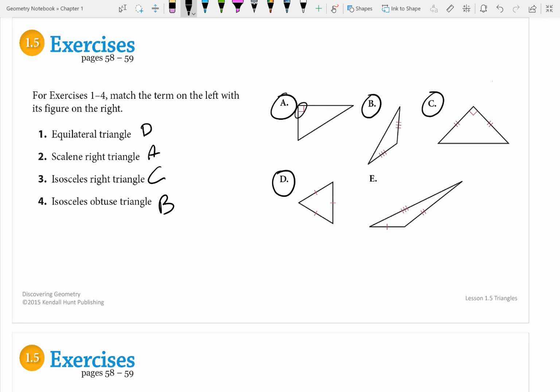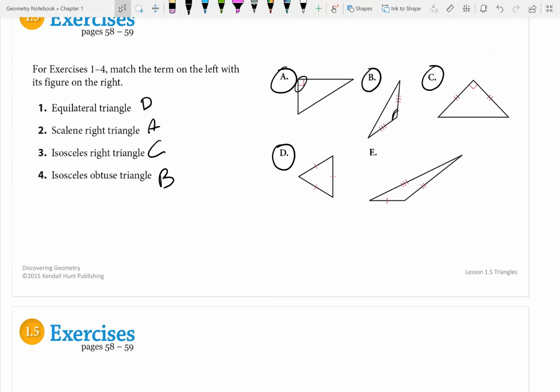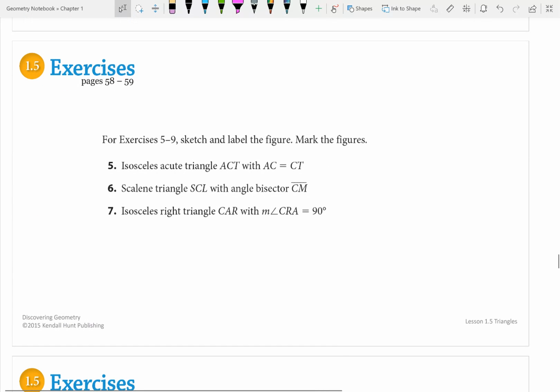Isosceles right triangle, well, isosceles has two equal sides marked here with a right angle marked here. Isosceles obtuse triangle, two equal sides. One of the angles is more than 90, clearly, so it is B. Then number 5, sketch and label the figure.